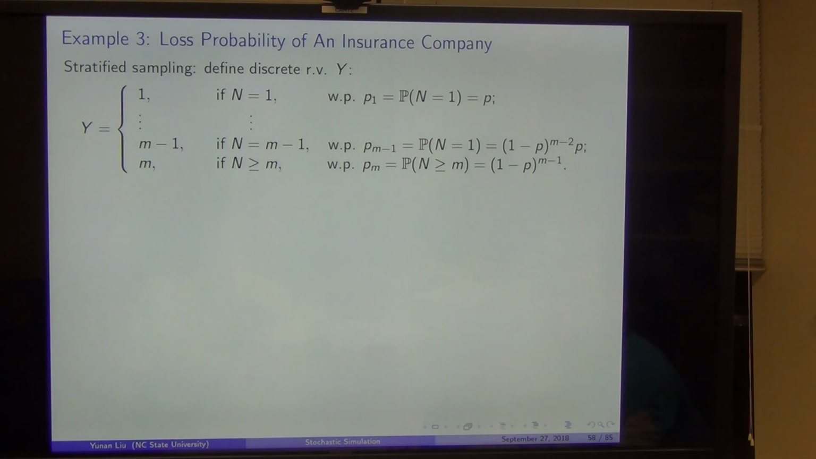Stratification at a variable, right? Y is equal to 1, 2, up to no more than m. So you have to make sure this stratification variable is finite. Otherwise, how do you allocate your simulation budget? Okay, let's see how it's defined.